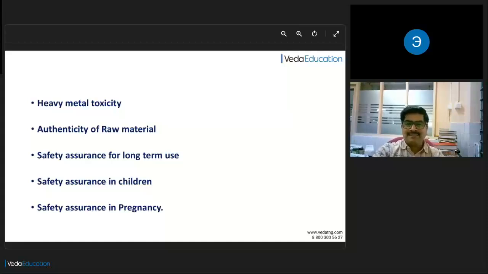So then safety assurance for long-term use. There are some medicines, like the medicines which contain gold, etc., which can be used for a longer duration. At the same time, the medicines which contain mercury or lead, etc., should not be used for a long duration. But not only that, if you are practicing Rasashastra, you will not have to use them for a longer duration, because in a shorter duration itself you will get the result. So that is the importance.